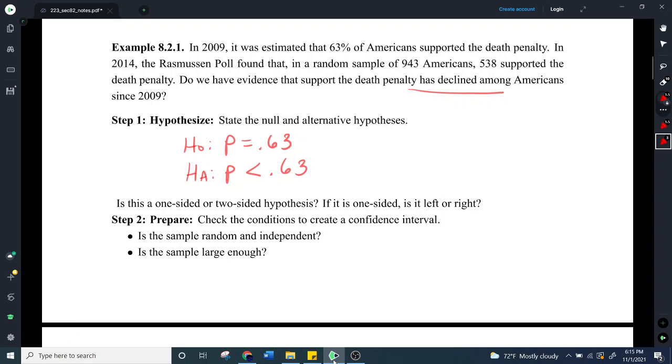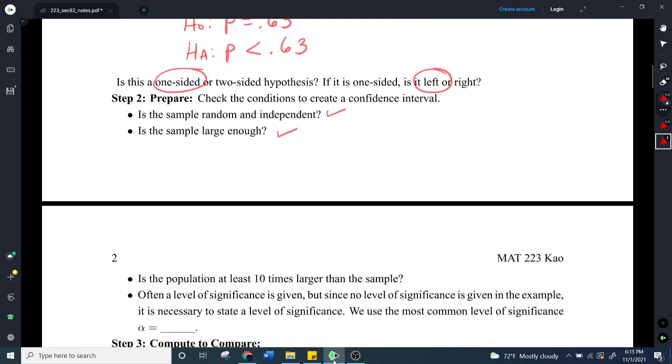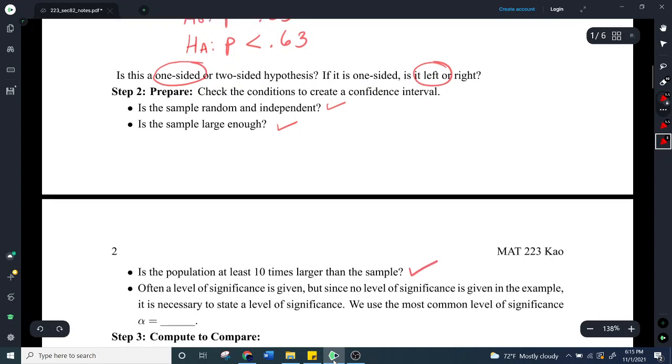Is this a one-sided or a two-sided hypothesis test? Well, if it's less than or greater than, that means it's a one-sided test. Is it left or right? So think about if it's less than, you're going to shade to the left. Check the conditions. Is the sample random? Yes, they told us it was a random sample. Is it large enough? I'm going to skip actually checking the details for this, but yes, as long as you've got 943, that's certainly large enough for at least 10 successes and 10 failures. And is the population at least 10 times larger than the sample? Of course, we're talking about the population of all Americans, so that would certainly be large enough.